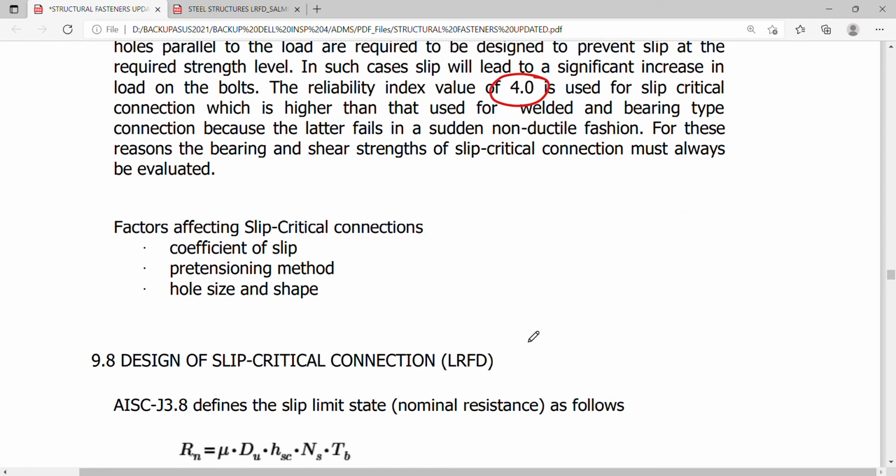So the factors affecting slip critical connections are, of course, the frictional coefficient, the pretensioning method used, and of course the size of the hole, because if the holes are oversized, then slip critical connections are much more to be considered in terms of serviceability conditions.